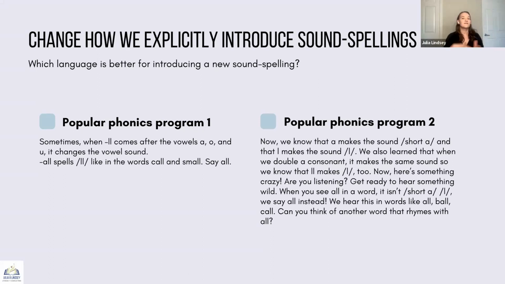So instead of telling children, oh, we're going to learn something crazy about this ALL, tell children exactly what they need to know. Sometimes when LL comes after vowels A, O, and U, it changes the vowel sound a bit. So ALL spells "all," like in the words tall and small. Say "all," and then we can move on to actually using it.